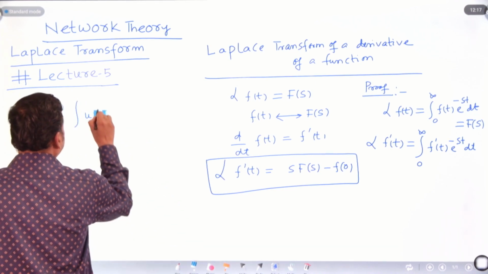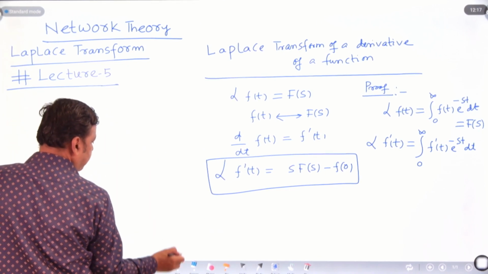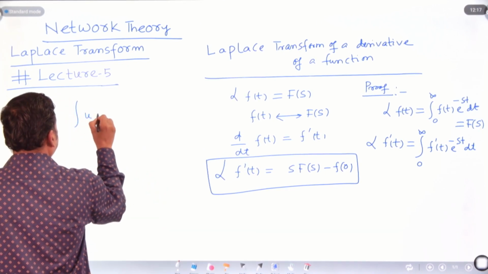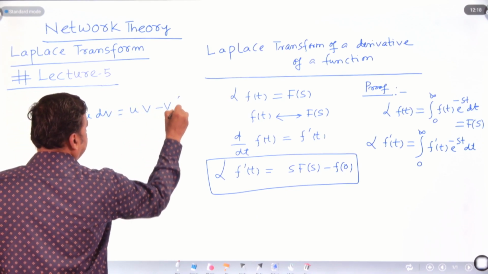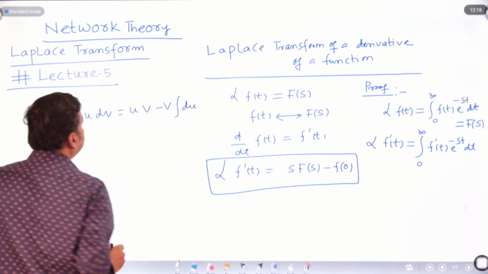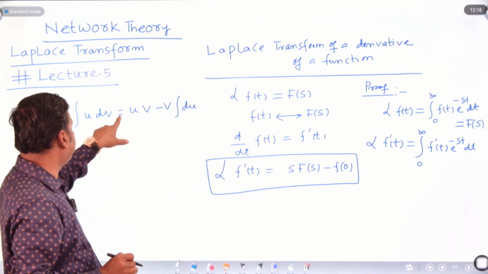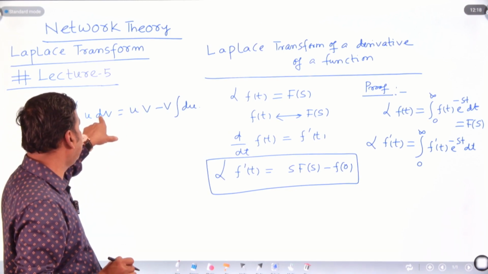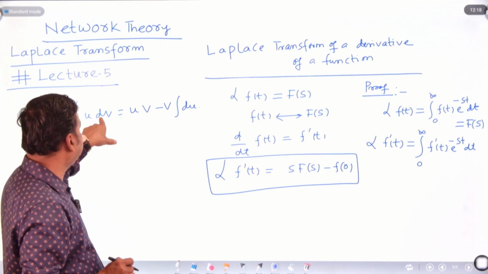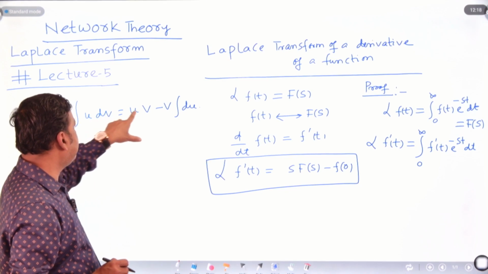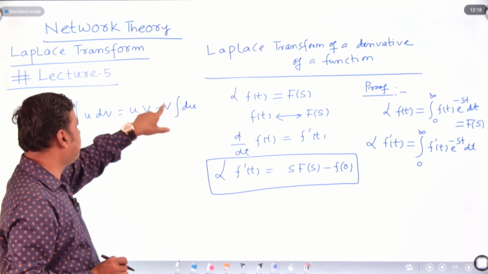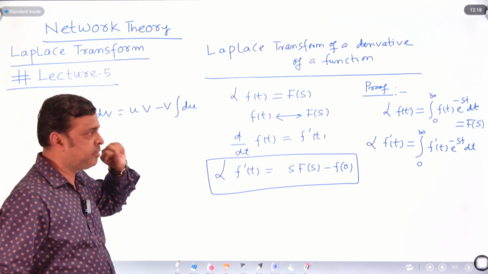So that is your u into dv. What is u into dv? It is u into v minus integration of v into du. That is, the first function into the integration of the second function. Here the first function is u and the second function is dv. First function into integration of second, the integration of dv is v, minus integration of v into the differentiation of the first.